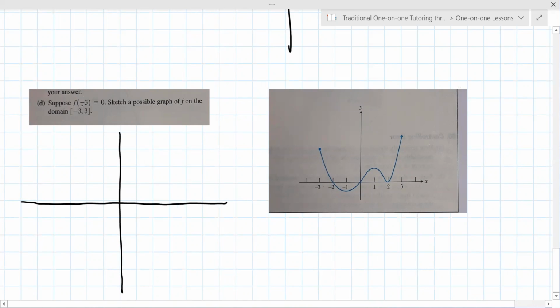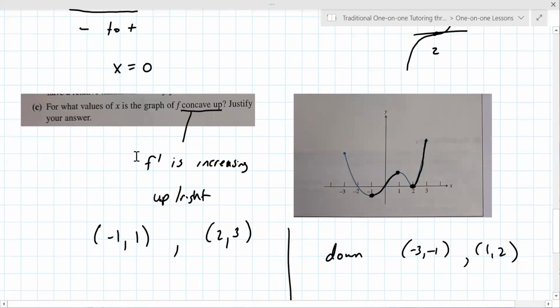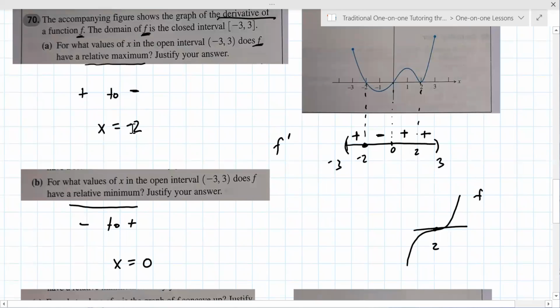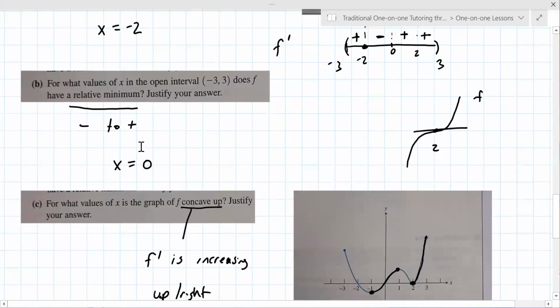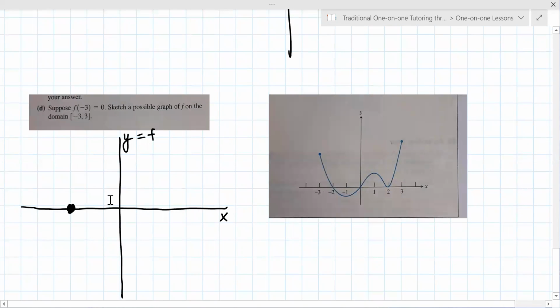So if it tells you that f of -3 is 0, that means that over here, this is y and this is x and this is actually the f. They're telling you that it starts here at 0. And we know from our previous analysis that there is a max at -2 and a min at 0. We already have that in there. This is your starting point. Start here.